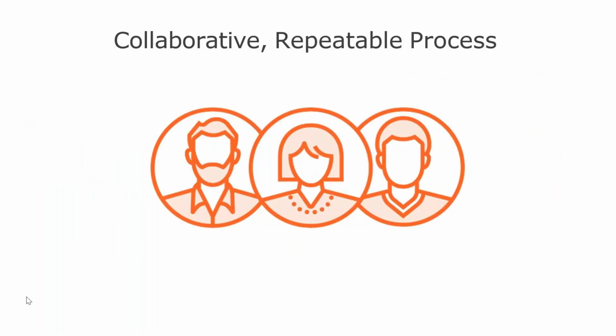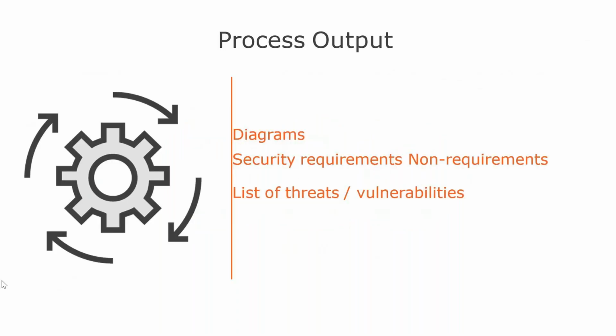So in order to do the threat modeling during the planning phase, you need to collaborate actually. You need to collaborate with the different teams, different individual stakeholders of the project, and you may have to check which are the processes which are repeatable, and then list them out. Through the threat modeling, you can also see the process output. You may have to develop a diagram. You may have to write a security requirement, non-requirement, and list out the threats and vulnerabilities.